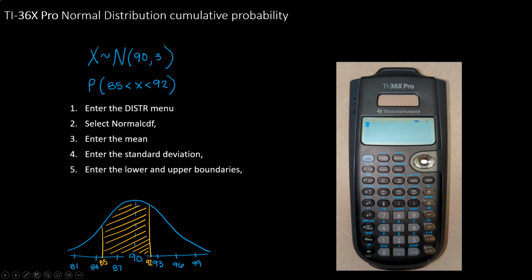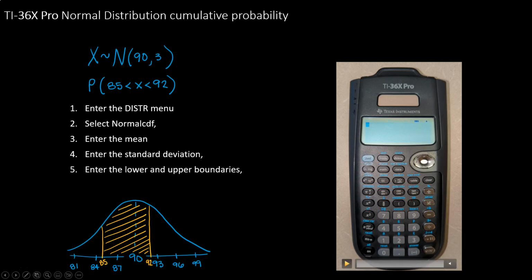Let's take a look at another example of a normal distribution where we're asking about a probability, but this time we're not working with the standard normal. We're working with a normal that has a mean of 90 and a standard deviation of 3. And we're asking what the probability is that a value from my data set is between 85 and 92. Again, I have a diagram to illustrate the area that we're trying to calculate.